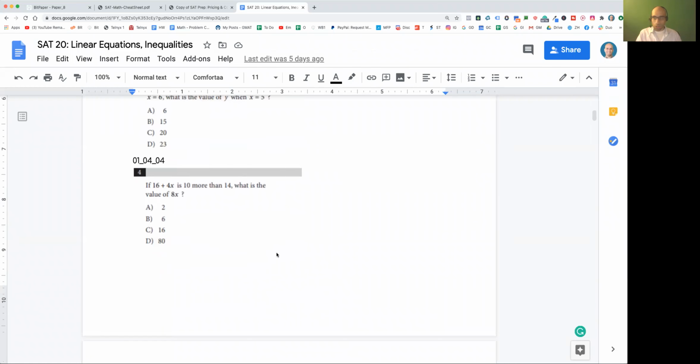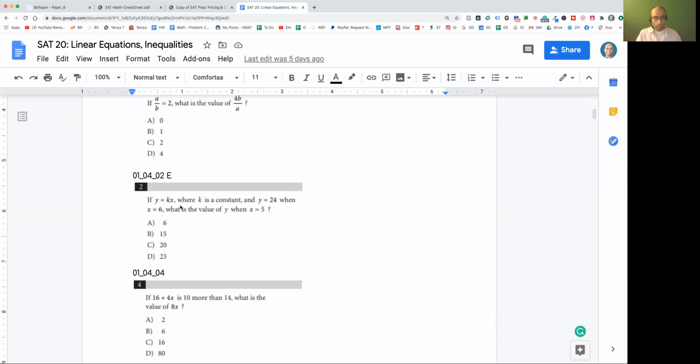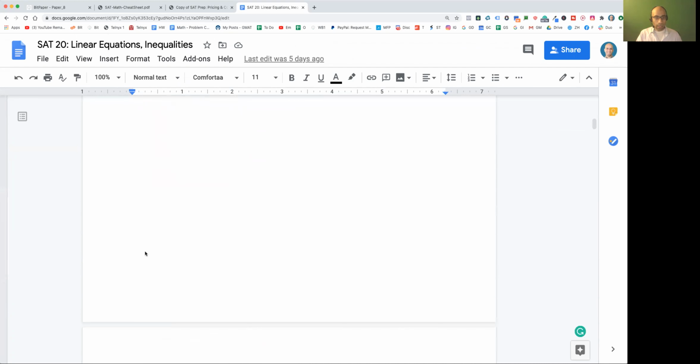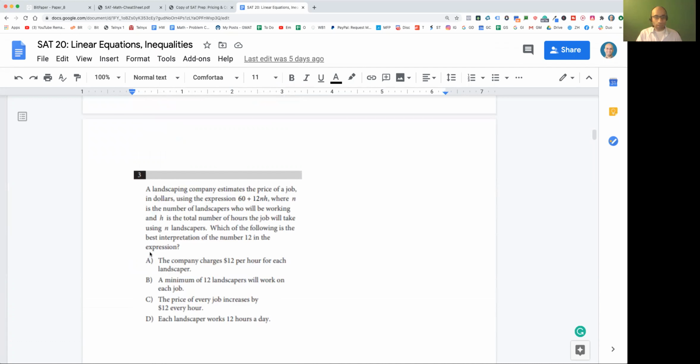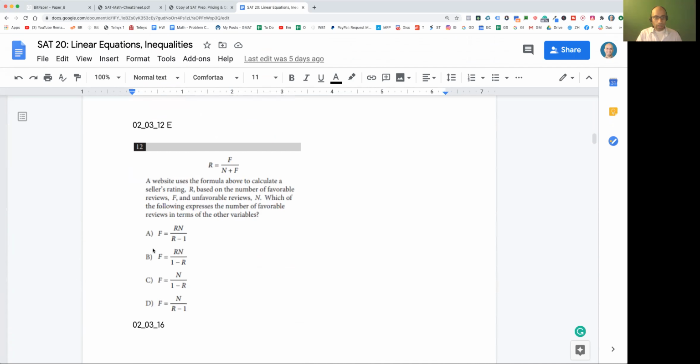Excellent. So this is easy. How do you do it? You take y is equal to 24, x is equal to 6, so k is equal to 24 over 6, which is 4. Then you've got y is equal to 4x. Now you put x is equal to 5 inside here to get y is equal to 20. So this one is easy. I think you would know how to solve all of these problems. We're just going to spend very little time on each of these.